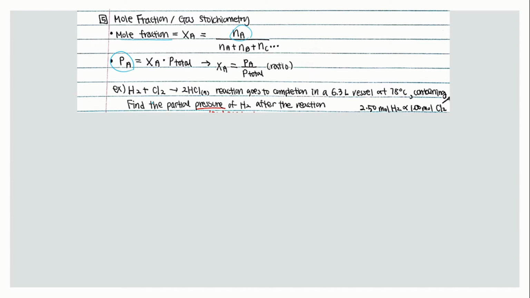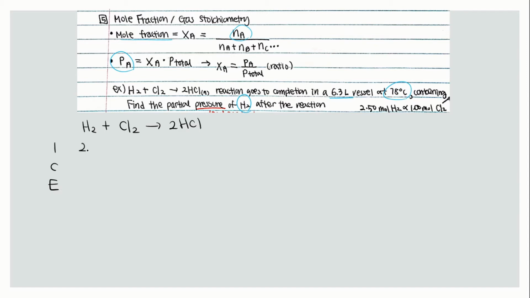The question gives you the reaction of HCl synthesis, and it says that the reaction goes to completion in a 6.3 liter vessel at 78 degrees Celsius, containing 2.50 moles H2 and 1.00 moles Cl2. Find the partial pressure of H2 after the reaction. So in this case, you have to do the ICE chart as well. First, write the reaction. And initial, change, and equilibrium.